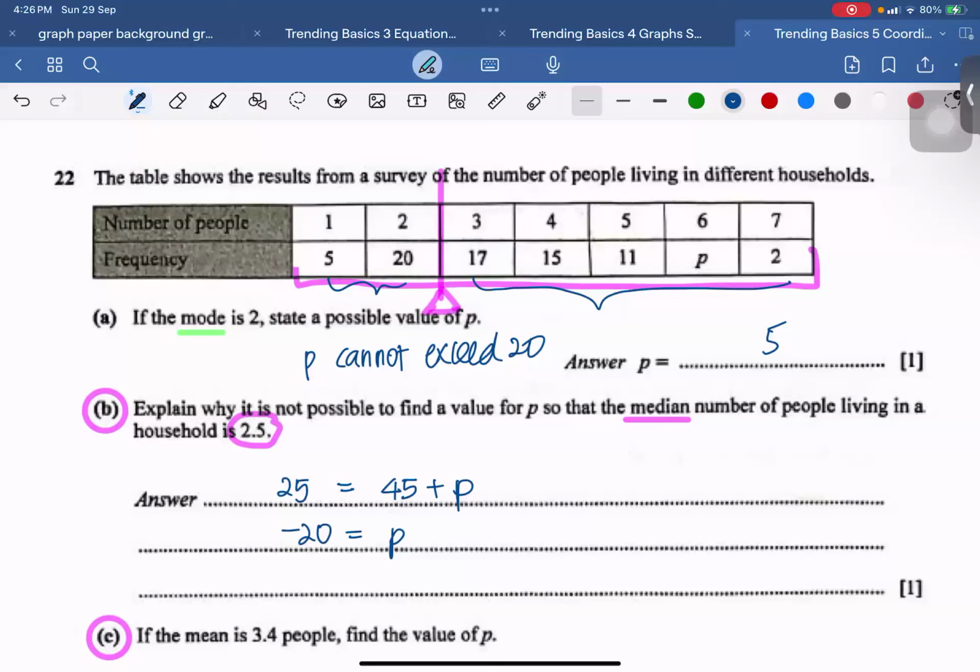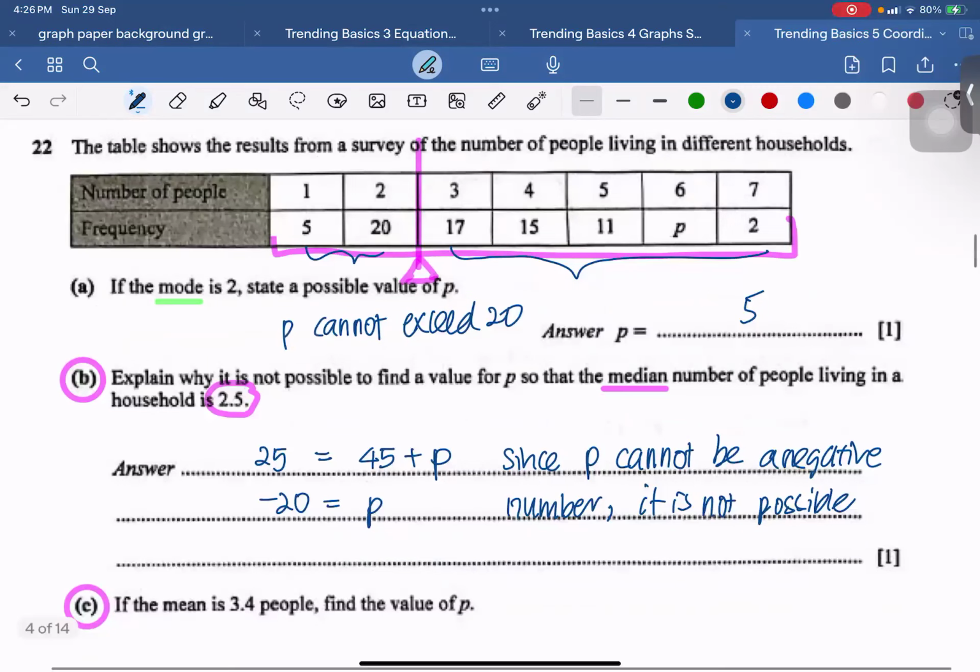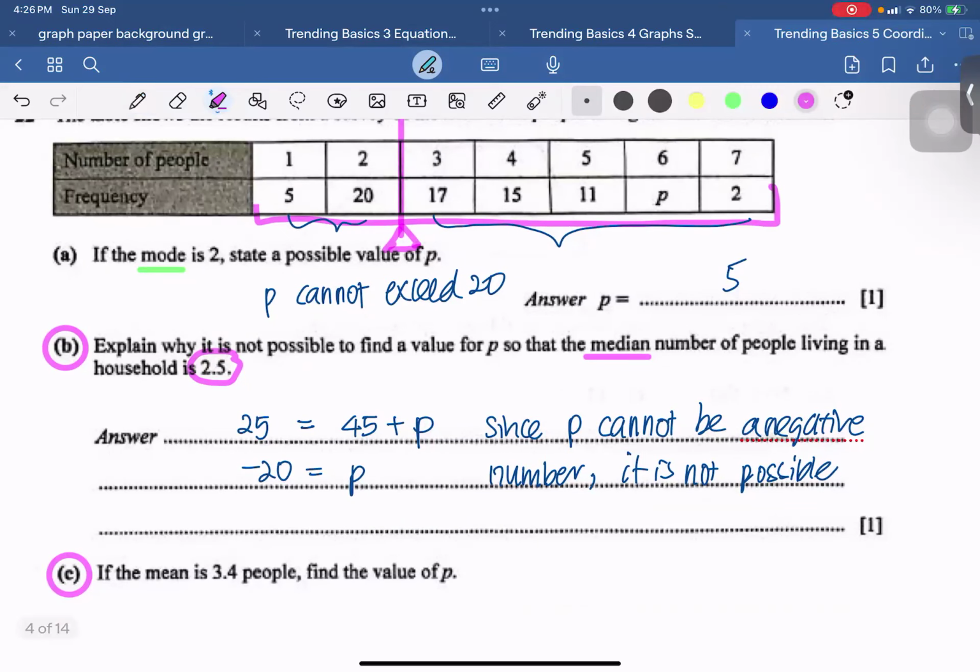But P is a frequency. Since P cannot be a negative number, it is not possible. Understand, although you have 1 mark here, writing the answer for P does not answer the question. They want you to explain. So you must explain.